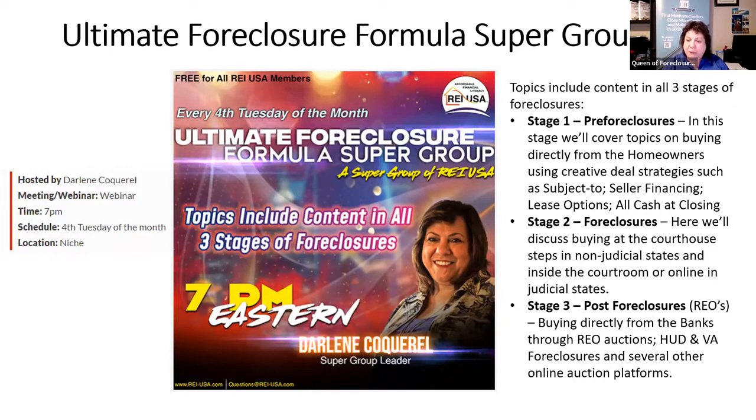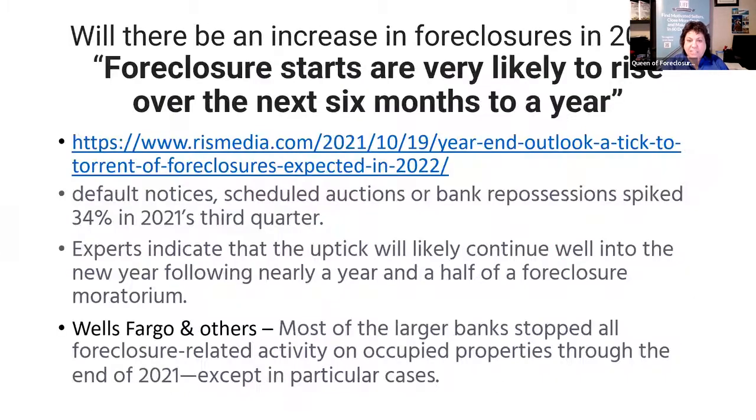Stage 3 is where you're buying directly from the bank. So these are REO auctions. You've heard of HUD homes, VA foreclosures, and then there's several other online platforms. So those are just an introduction to the 3 stages.